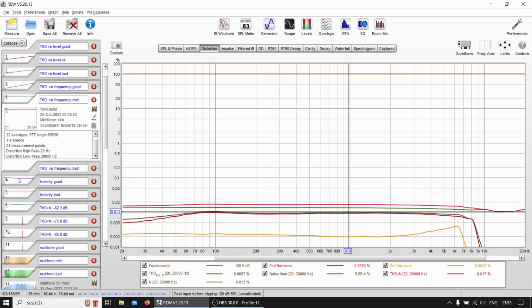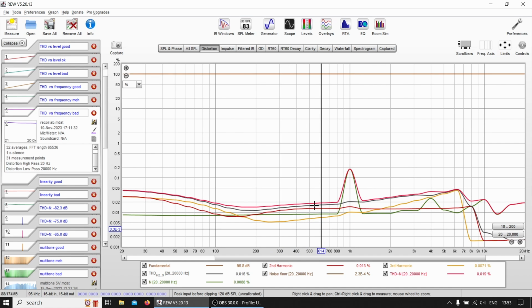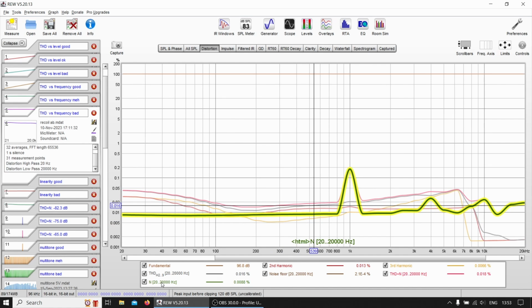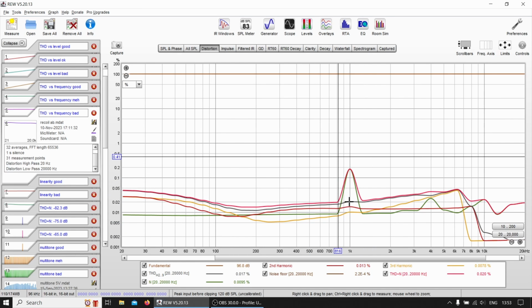Now, a bad amplifier would look something like this. And this is a total mess. So we have noise, which is, from all of these, the lowest. And THD plus noise is dominated by the actual THD of the amplifier and all the harmonics. And like here, this issue was happening here. I have absolutely no idea.